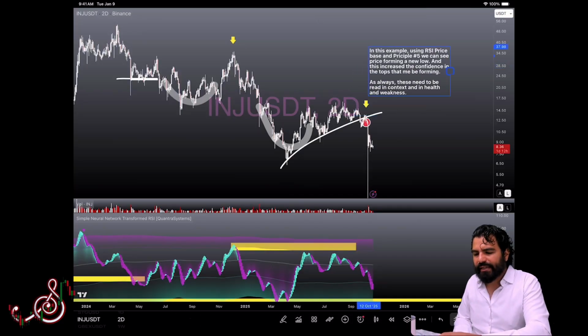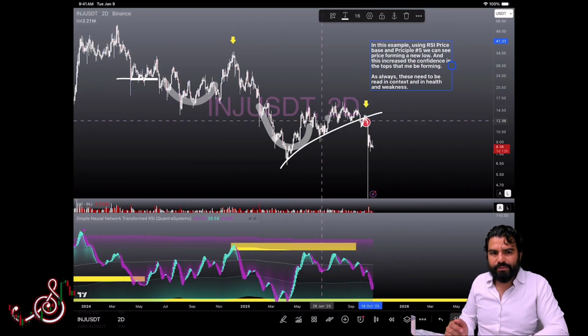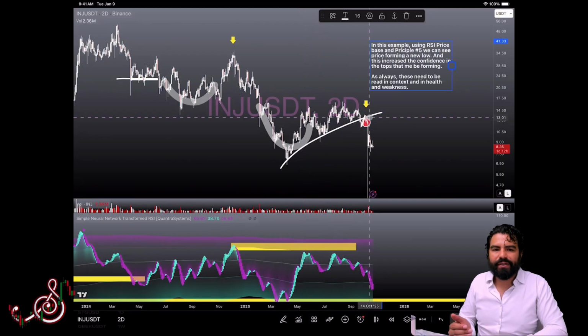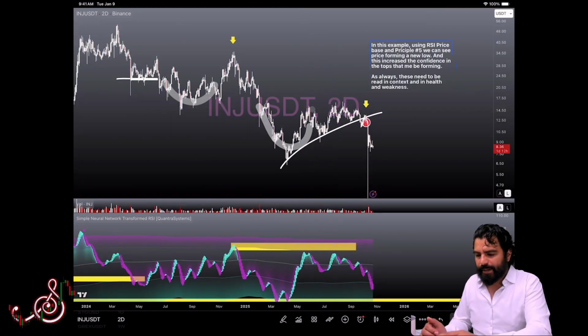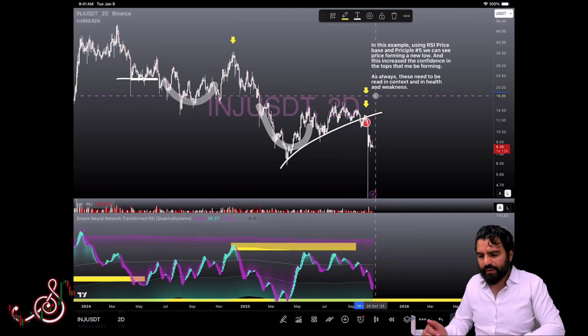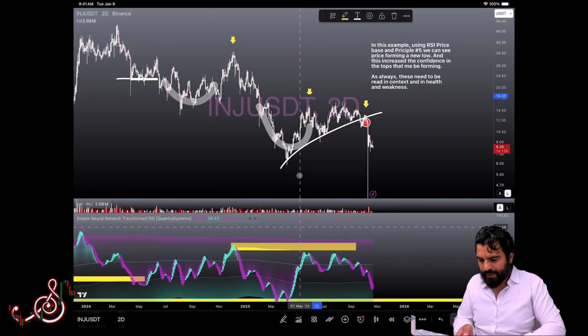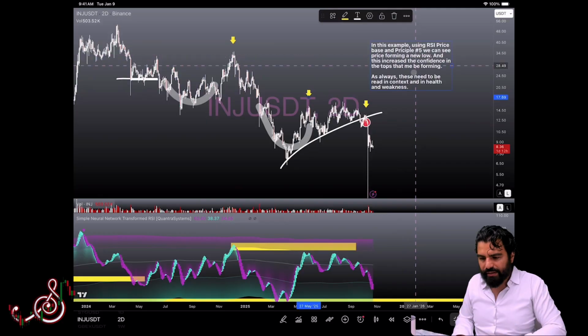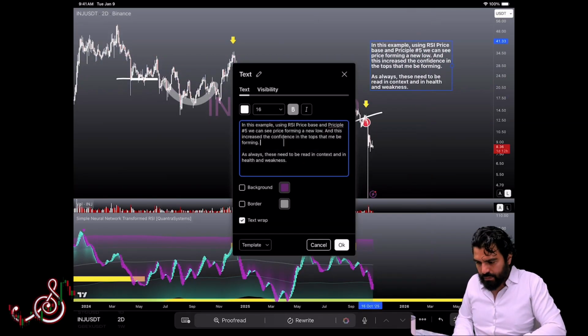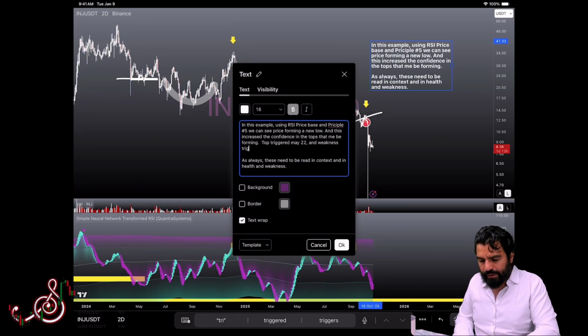Okay, so in this case, we're in a downtrend. In this case, we have the weakness appearing here. Tops are forming in these areas. So this is where we would trigger approximately this day. Top triggered May 22nd. And weakness triggered October 16th. The short on this 2-day chart became valid.